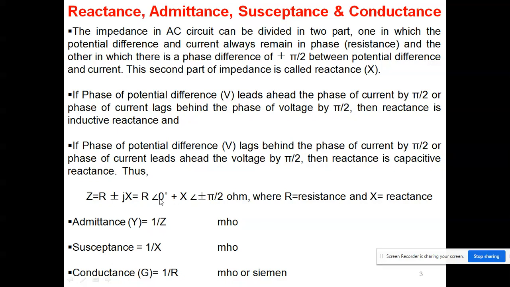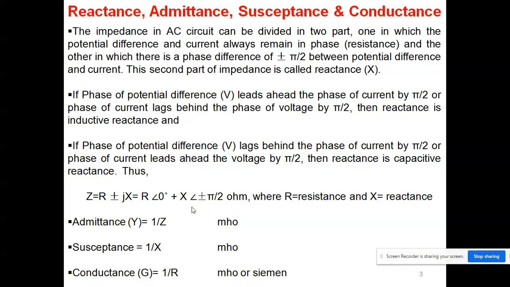Is it clear? In the first part the current and voltage are both in the same phase, but here they have a phase difference. It may be leading by pi by 2 or lagging by pi by 2. So R is the resistance and the second part is the reactance. This reactance may be inductive or may be capacitive.